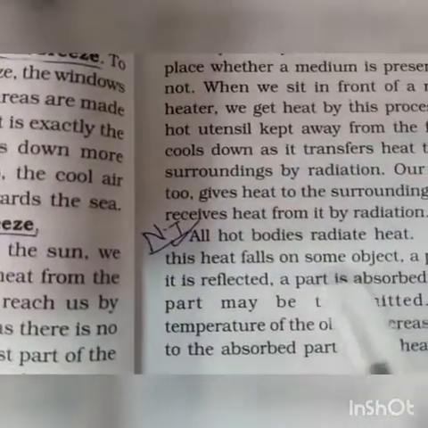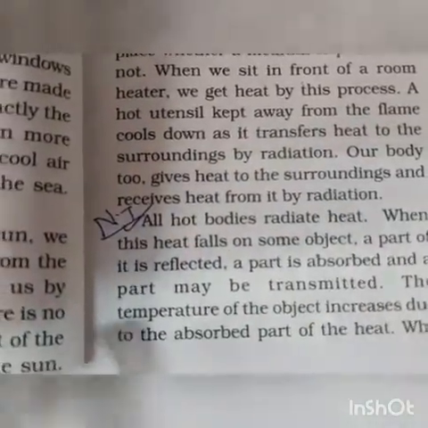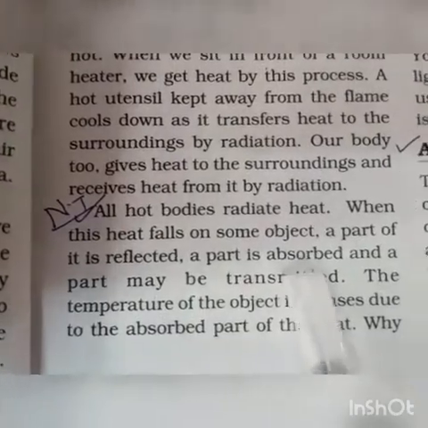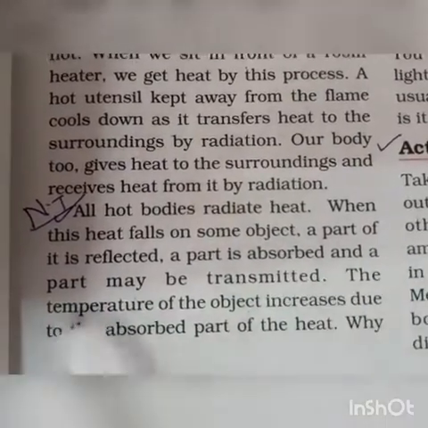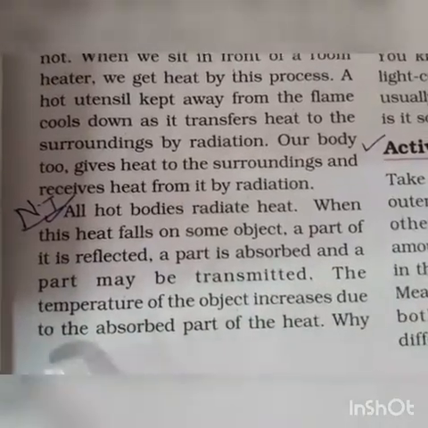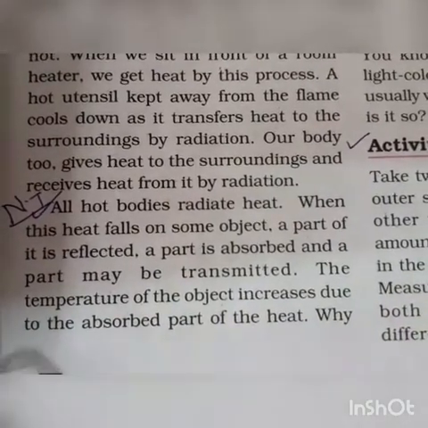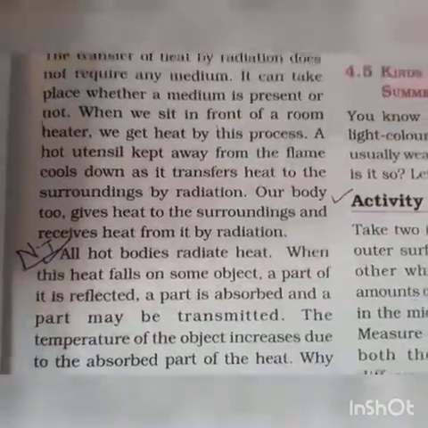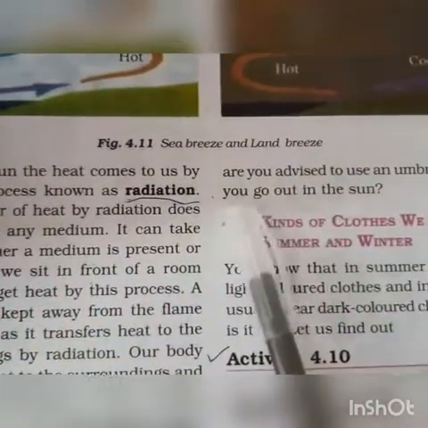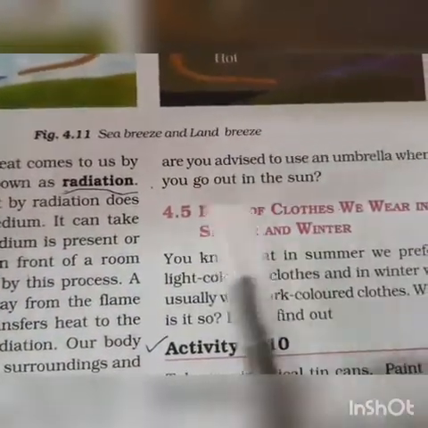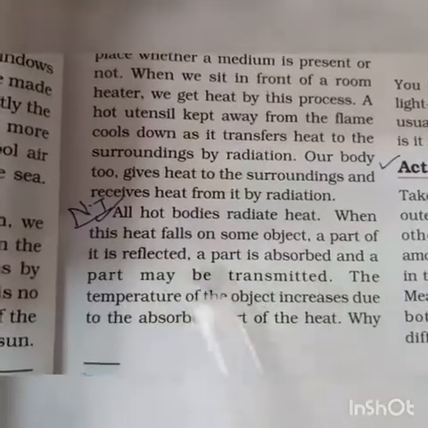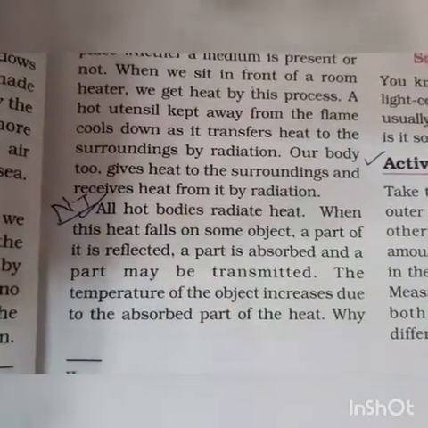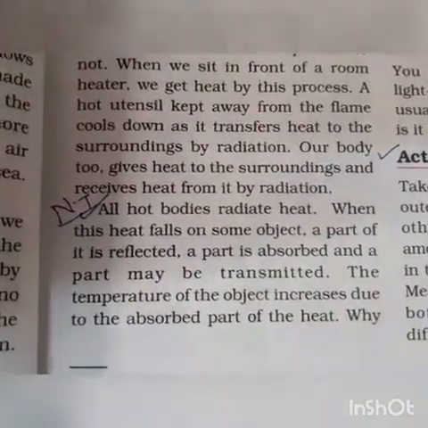All hot bodies radiate heat. When the heat falls on some object, a part of it is reflected, a part of it is absorbed, and a part may be transmitted. The temperature of the object increases due to the absorbed part of the heat. Why are you advised to use an umbrella when you go out in the sun? Now here see, all the bodies radiate heat. That means heat is given out by all the bodies.